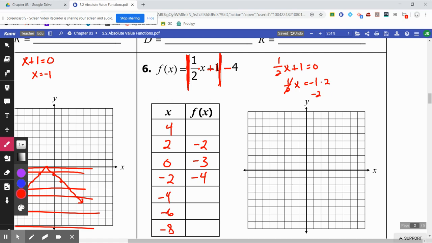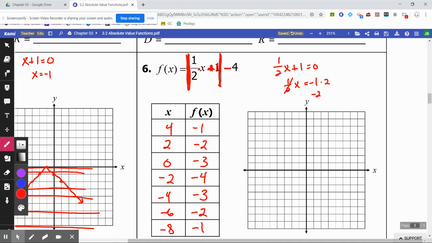You see a pattern. Half of 4 is 2. When you add 1, it gives you 3. The absolute value of 3 is 3. 3 minus 4 is -1. And you can test that symmetry when you plug in -4. Half of -4 is -2. -2 plus 1 is -1. When you take the absolute value of -1, that's +1. When you subtract 4, it gives you -3. This will give you -2. This will give you -1.